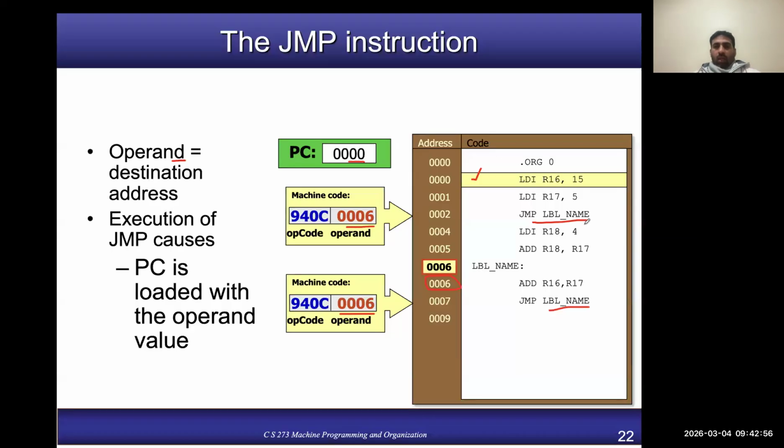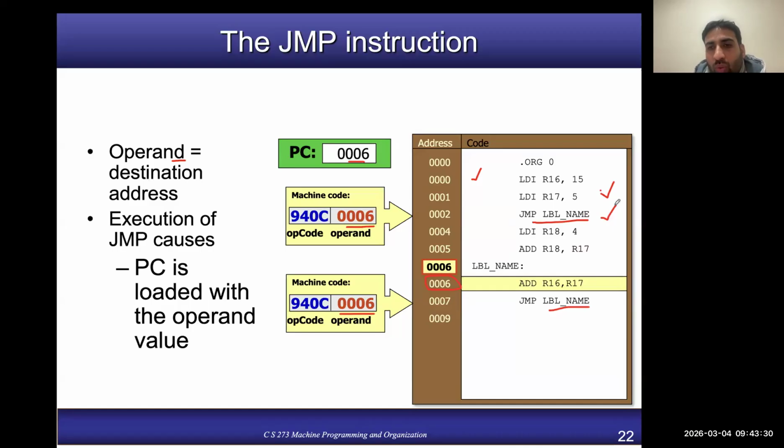Okay. So how does it work? Let's say the first instruction is executed, and after that the PC is incremented to 1, which means that now the second instruction, load immediate R17, 5 will be executed, right? When it is executed, your PC will be incremented to 2, and now we are at the first jump instruction, right? So when you are at the first jump instruction, what will happen? Your operand will be copied into the PC, right?